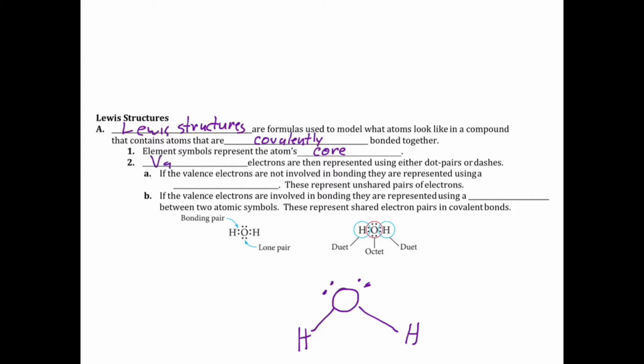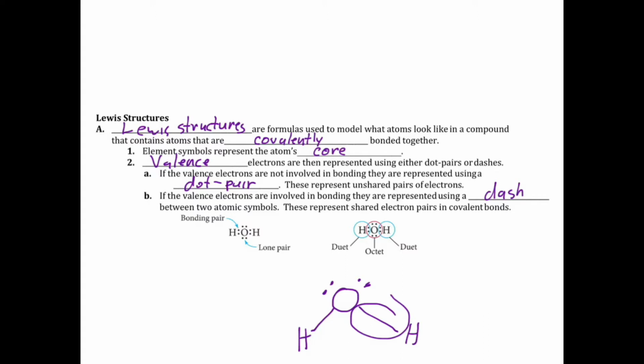Now, valence electrons are represented using either dot pairs or dashes. If the valence electrons are not involved in the bonding, for example, this one right here, these are lone pairs, we'll talk about those later, then they are represented using a dot pair. Now, if the valence electrons are involved in bonding, then they are represented using a dash, and here is a dash.